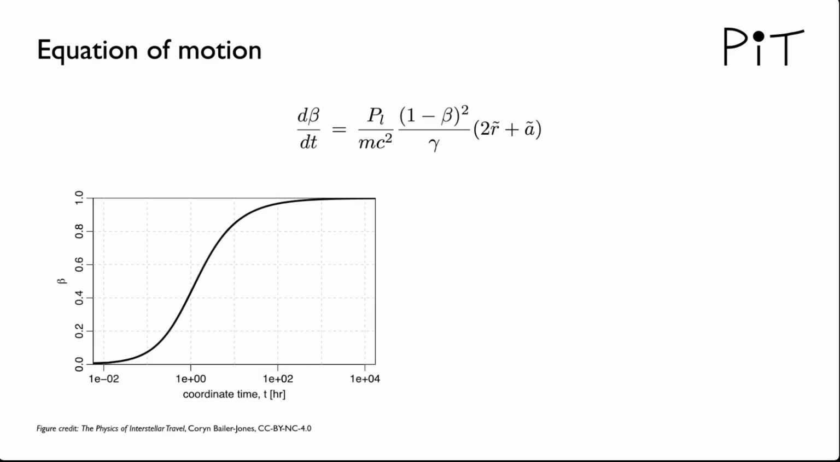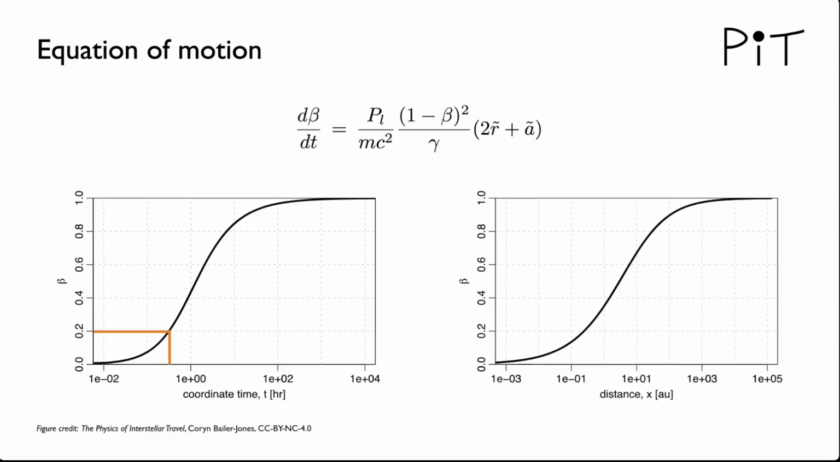This figure shows how the velocity varies with time for a perfectly reflecting 10-gram sail propelled by an enormously powerful 100 gigawatt laser. We see that after just 19 minutes, the sail is moving at 0.2 times the speed of light.